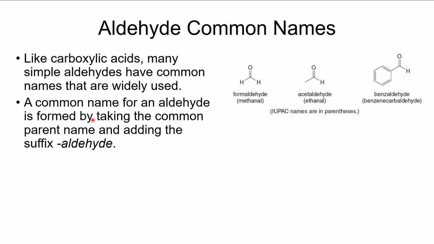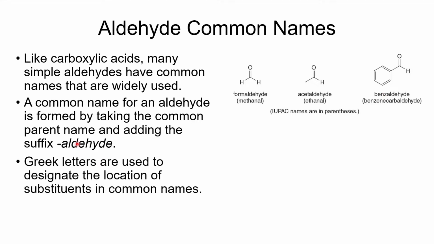All right, so the way that we do this is we take the common name parent and we just add aldehyde to the end. So this is an acetyl group, and if we change this to an aldehyde, it's acetaldehyde. Again, the IUPAC nomenclature is simply ethanal, but most people would refer to this as acetaldehyde. If we look at this one, the IUPAC nomenclature is actually more complex than the common nomenclature. So the IUPAC nomenclature is benzene carbaldehyde. So we've got a benzene with a carbaldehyde functional group on it, benzene carbaldehyde. But the common name for this is benzaldehyde.